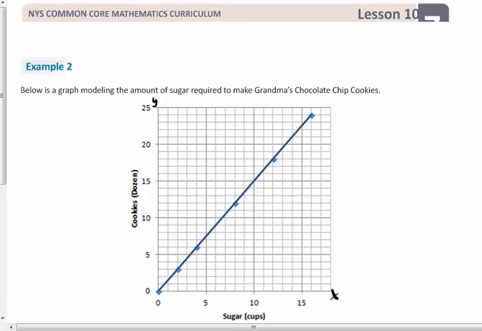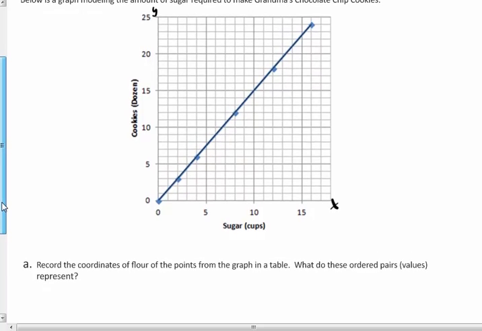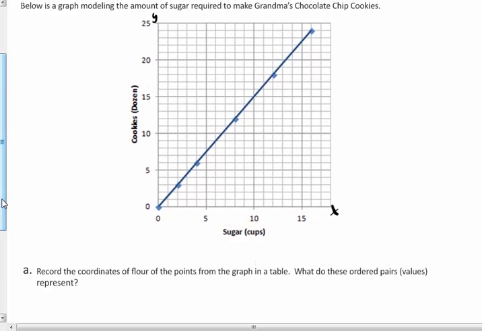Example 2 here says, below is a graph modeling the amount of sugar required to make Grandma's chocolate chip cookies. Yes, baking is a very proportional life skill that you're going to have. This looks like a proportional graph to me. Record the coordinates of the points from the graph in a table.